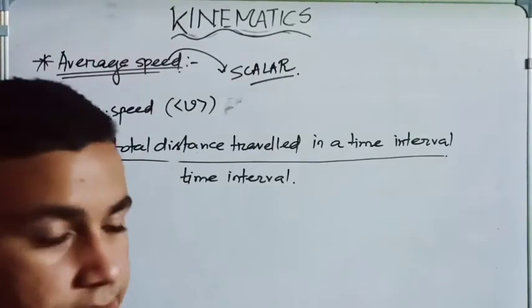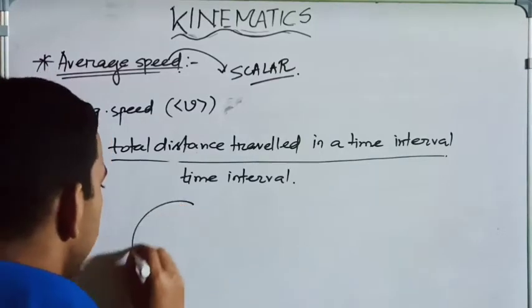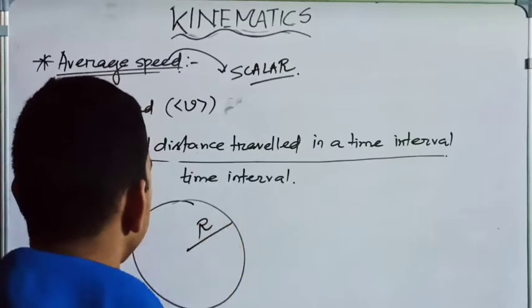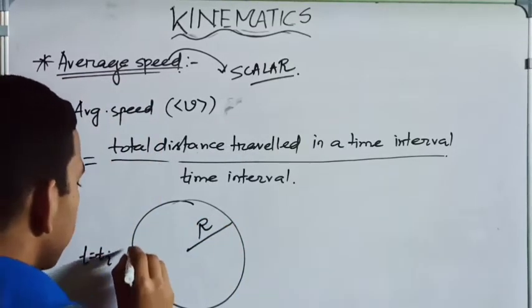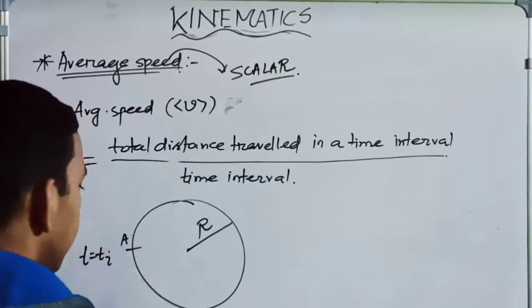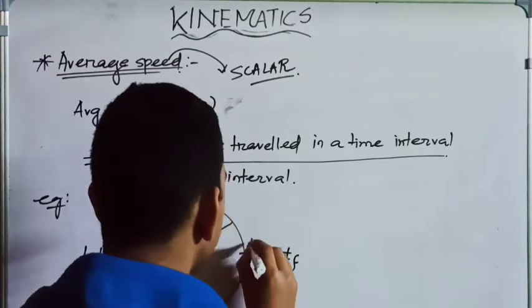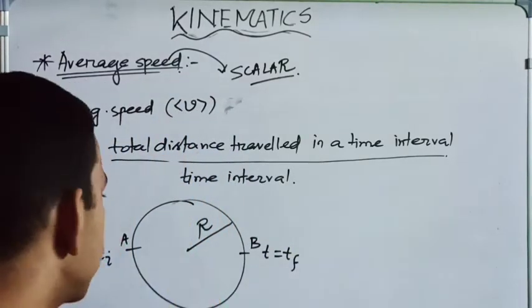Suppose a particle is performing uniform circular motion along this circular path of radius capital R. Let at t is equal to t initial, the particle is at this position A, and at t is equal to t final, the particle is at this position B. Here we are given that A and B are diametrically opposite points.